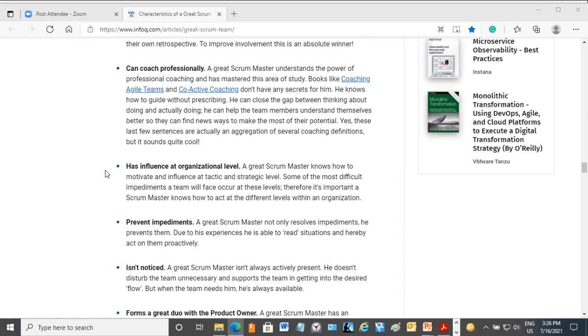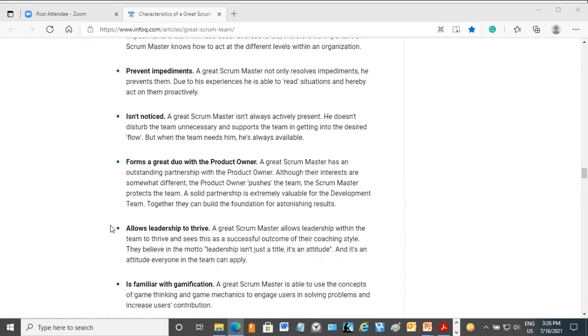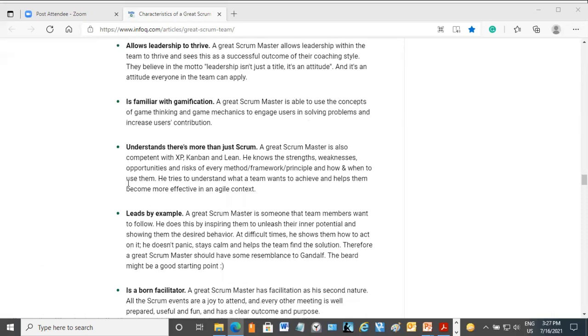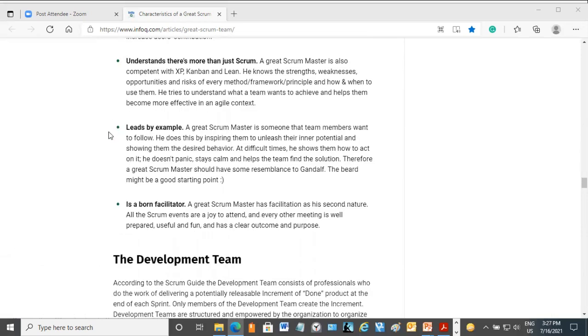Has influence at the organization level, prevents impediments, isn't noticed, forms a great duo with the product owner, allows leadership to thrive, is familiar with gamification, understands there's more than just Scrum. And a few more here, leads by example and is a born facilitator.